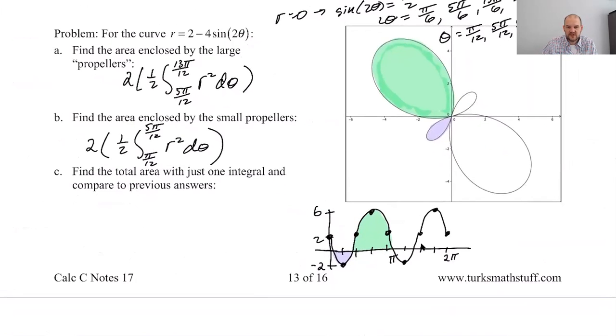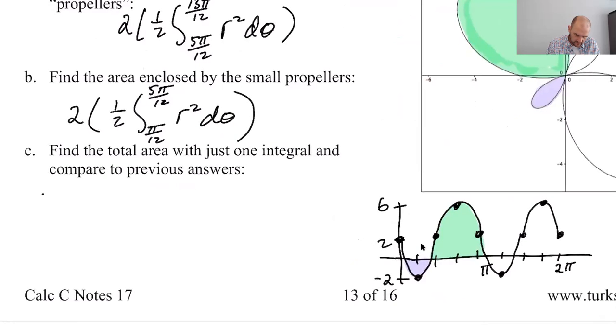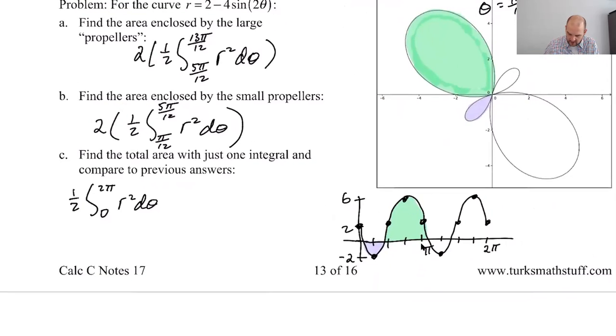Find the total area with just one integral. I think we can just do 1/2 the integral from 0 to 2 pi, because there's nothing doubling, of r squared d theta. So you actually don't need to be super careful with it.